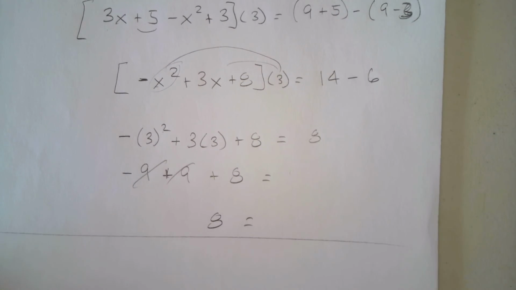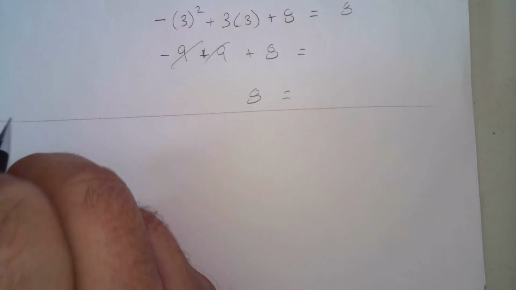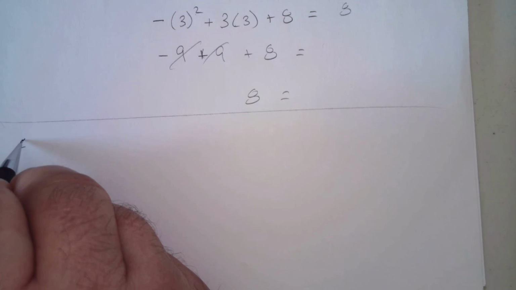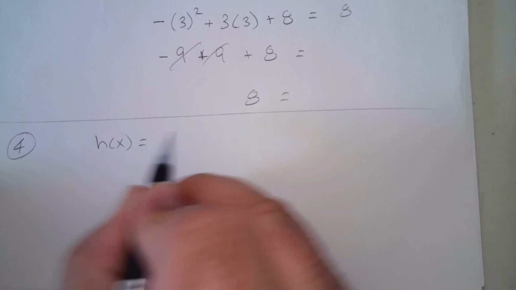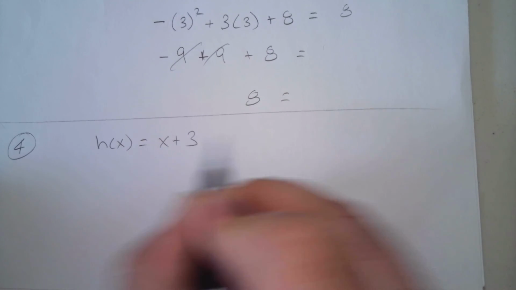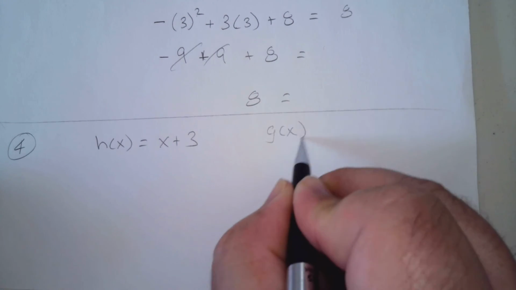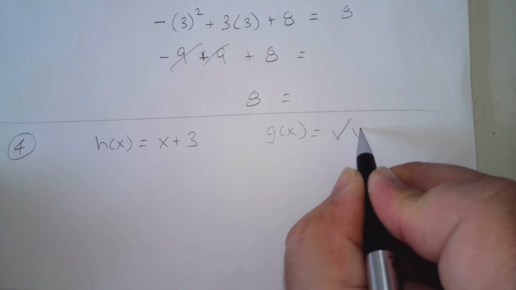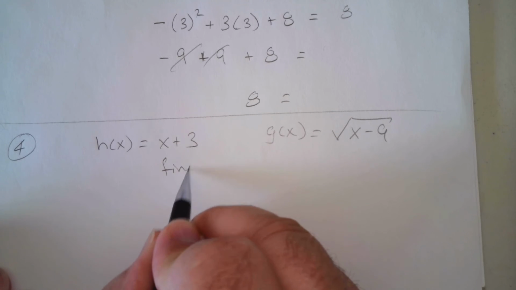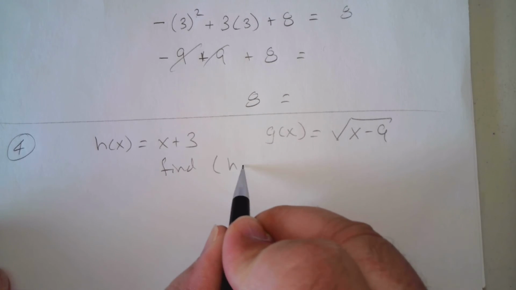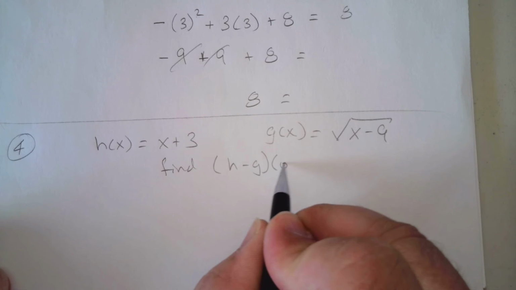Alright. Number 4. H of x is equal to x plus 3. G of x is equal to the square root of x minus 9. I want you to find h minus g of 0.